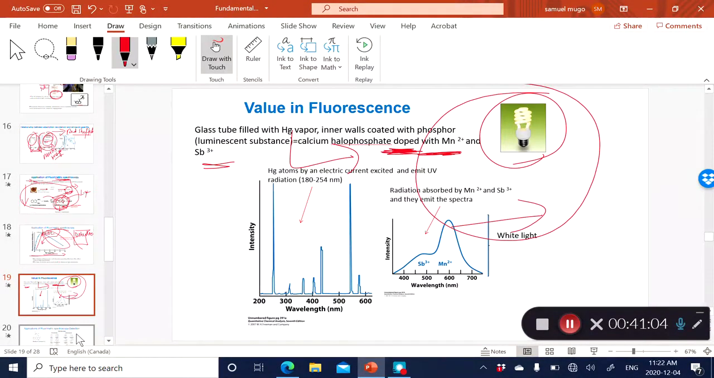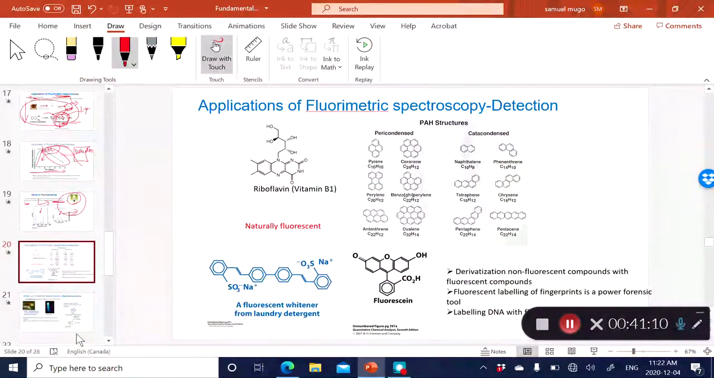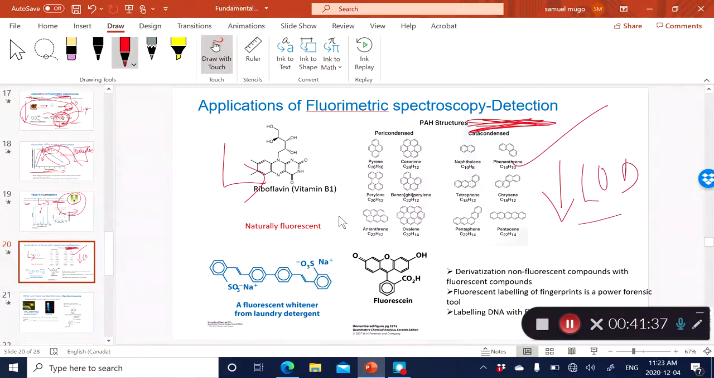So you can see fluorescence, other than detection, is also used for many other types of applications. Again, you can use fluorescence for detection of many natural compounds out there, like the PAHs, polyaromatic hydrocarbons, which come from fossil fuels. You also have natural products such as vitamins, such as riboflavin, which is naturally fluorescent, and so on. So it's a very important technique for detection with very low limit of detection.